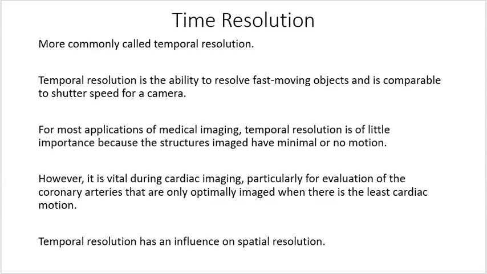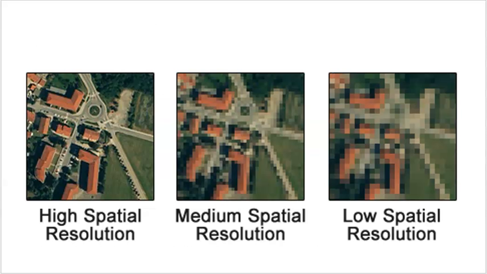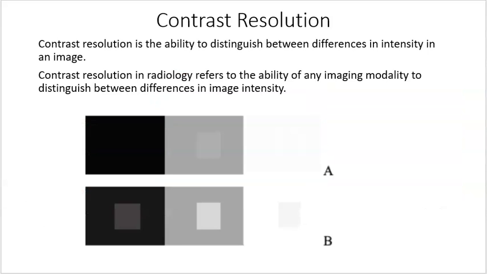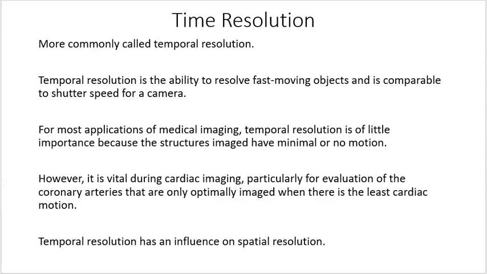If you don't resolve temporal resolution, if you don't set up the scan to be quick enough, you're going to get a blurry image. And so temporal resolution does have an influence on spatial resolution, because if things are blurry and moving around, you end up with an image that looks like it has low spatial resolution when really you just didn't solve the time resolution problem.